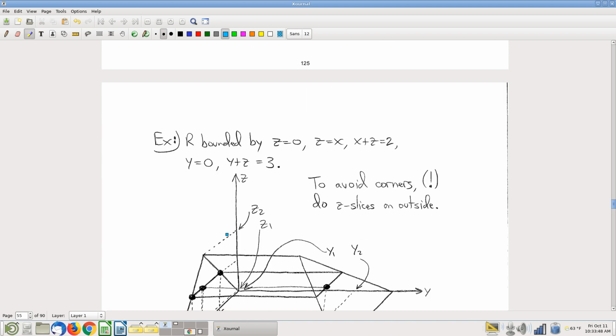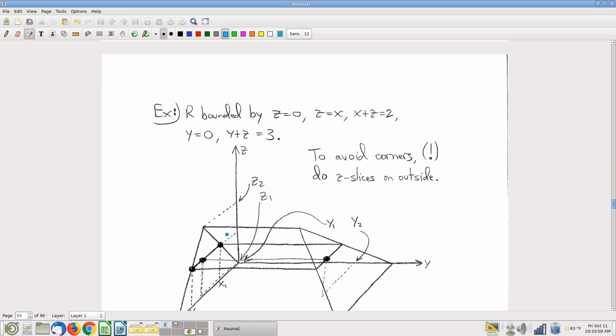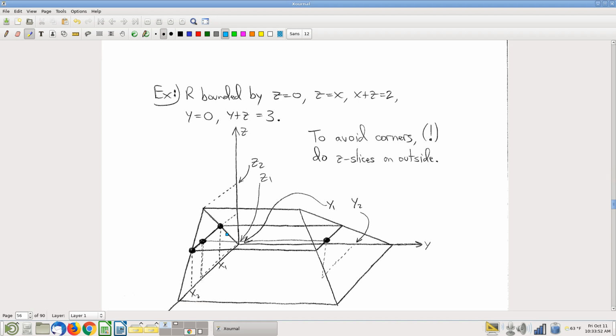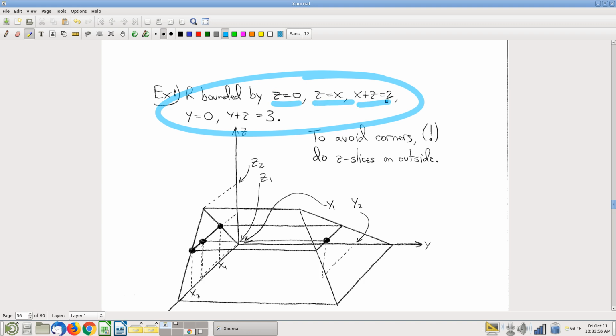Okay, here's another really good example of this kind of thing. Let's suppose that our domain is bounded by these 5 planes. The first thing I want to talk about is how I got this picture out of the statement of the question. The statement of the question just gives this algebra for these 5 planes. And that's a hard geometric challenge.